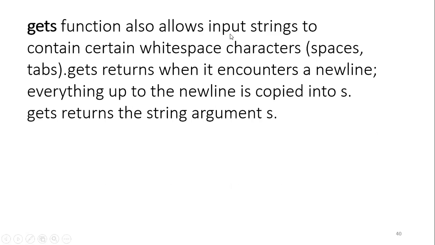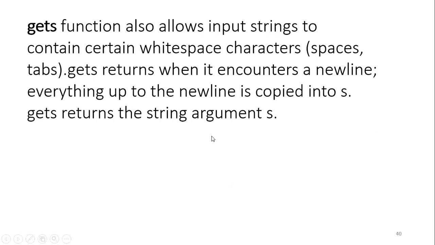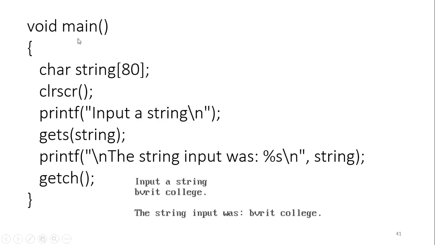The gets function also allows input strings to contain certain white spaces. So we can give space between the string. gets returns when it encounters a new line. Everything up to the new line is copied into s. gets returns the string argument s. So whatever string we enter during running of the program, that string is returned. We shall see with an example.